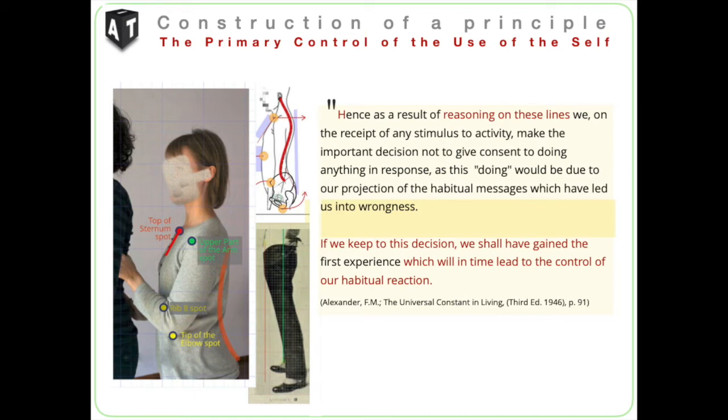So Alexander is quite clear. He says, hence, as a result of reasoning along these lines, we, on the receipt of any stimulus to activity, make the important decision not to give consent to doing anything in response, as this doing will be due to our projection of the habitual messages which have led us into wrongness. Well, this sentence, I think, has made as much damage as it has enlightened some. So I need to stop a second.